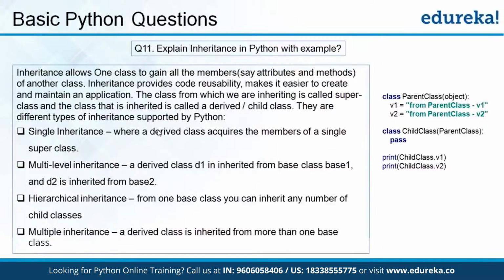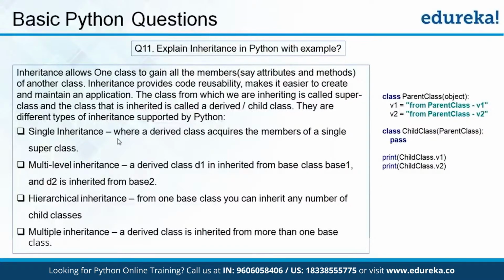What is inheritance in Python? Okay, inheritance is basically gaining the attributes and methods from one class into another. So from the parent class to the child class, or from the base class to the subclass as such. Now, there are different types of inheritances: single, multi-level, hierarchical, and multiple. Typically the highly used ones are either single inheritance or multiple inheritance.